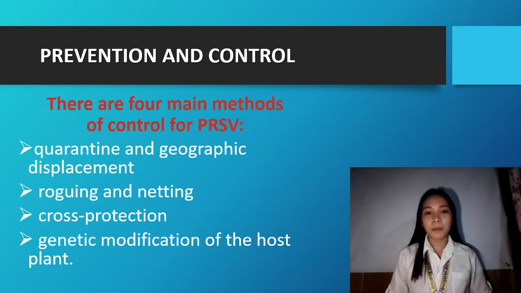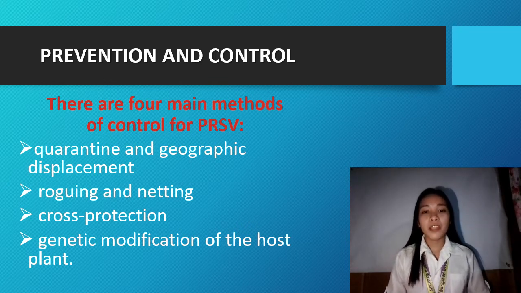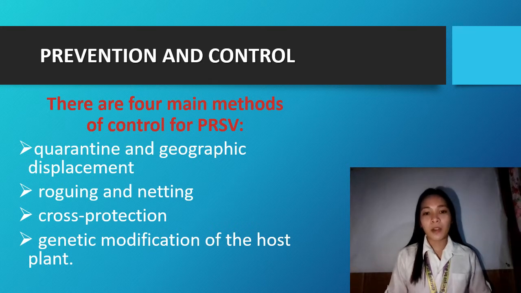Because PRSV is a non-persistent virus and is consequently transmitted to healthy plants by aphids within a very short time period, insecticidal control is difficult and impractical. Prevention through quarantine and geographic displacement of cropland is common and has occurred in Hawaii, the Philippines, and Brazil. Roguing, or the removal and destruction of infected plants, is a way to control the spread of PRSV. It is difficult to suppress the spread of PRSV through roguing, because it is spread very quickly and effectively by aphids. Netting can also be used to prevent insect vectors from spreading the virus.